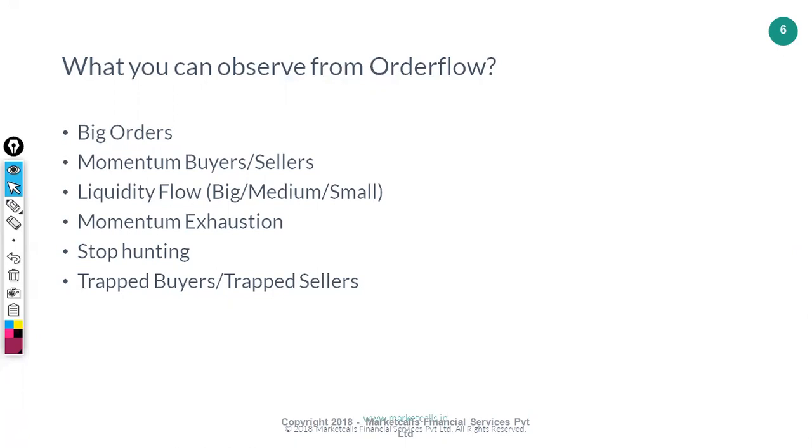At times, a big buyer or a big seller will come and get trapped at the day high or a day low. What does that mean? How can you make use of that as a trading strategy? We're going to look into it.